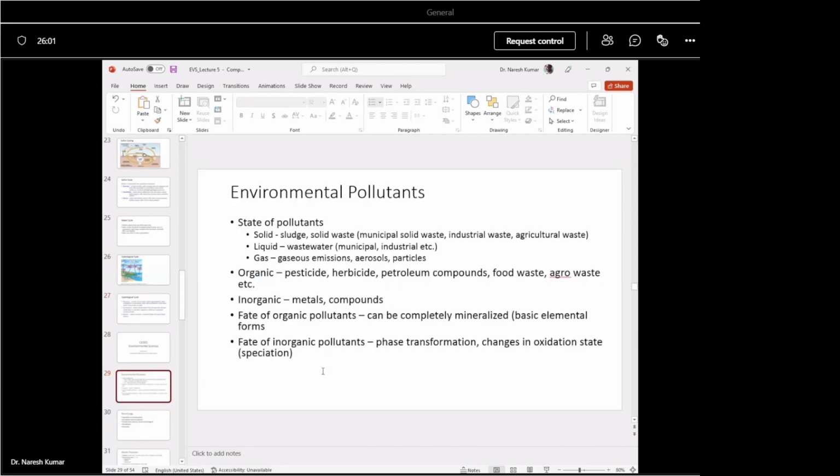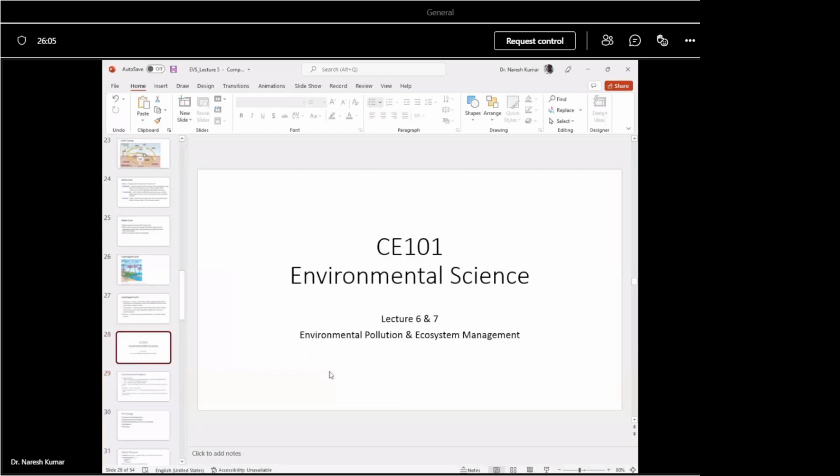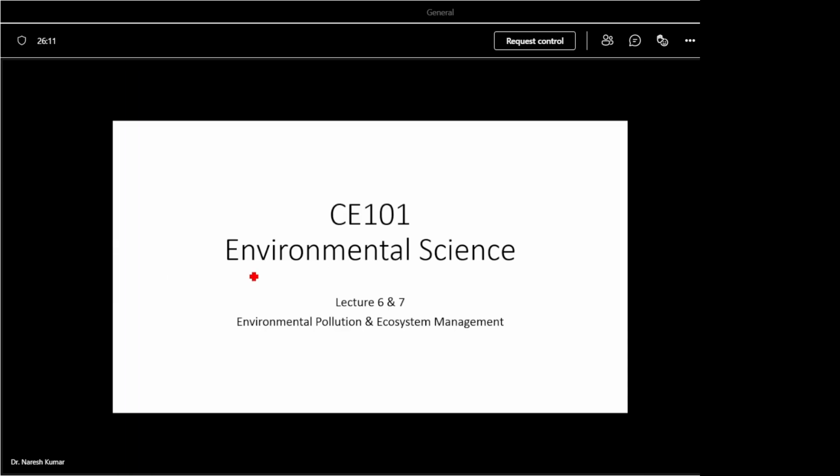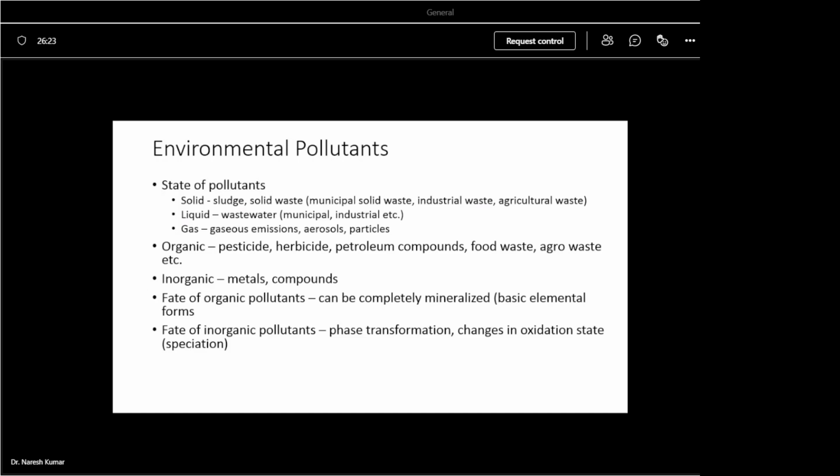Now we're moving to the next topic: environmental pollutants. Basically, we are going to briefly touch on it, and then we'll be covering these pollution aspects in modules 2, 3, 4, and 5. We are going to understand environmental pollution and ecosystem management. These are the new topics that we are going to cover. So what do we mean by pollutants?